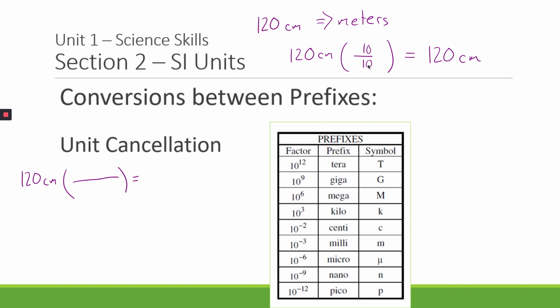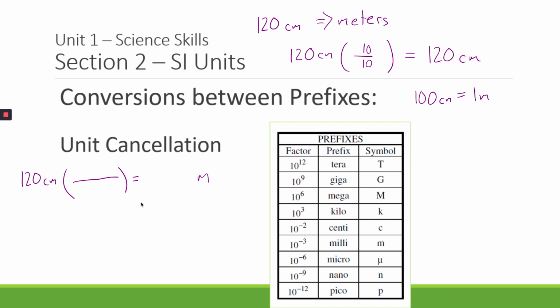That's how this works. But as long as the top equals the bottom, they don't have to be the same prefixes. So, for instance, there are 100 centimeters in 1 meter, right? So 100 centimeters is equivalent to 1 meter. If I had a fraction with 100 centimeters in 1 meter, that would still be equivalent. So we can use that as a conversion factor. It won't change this number. It may, however, change the unit, which is what we're trying to do. So I want to change this unit to meters.